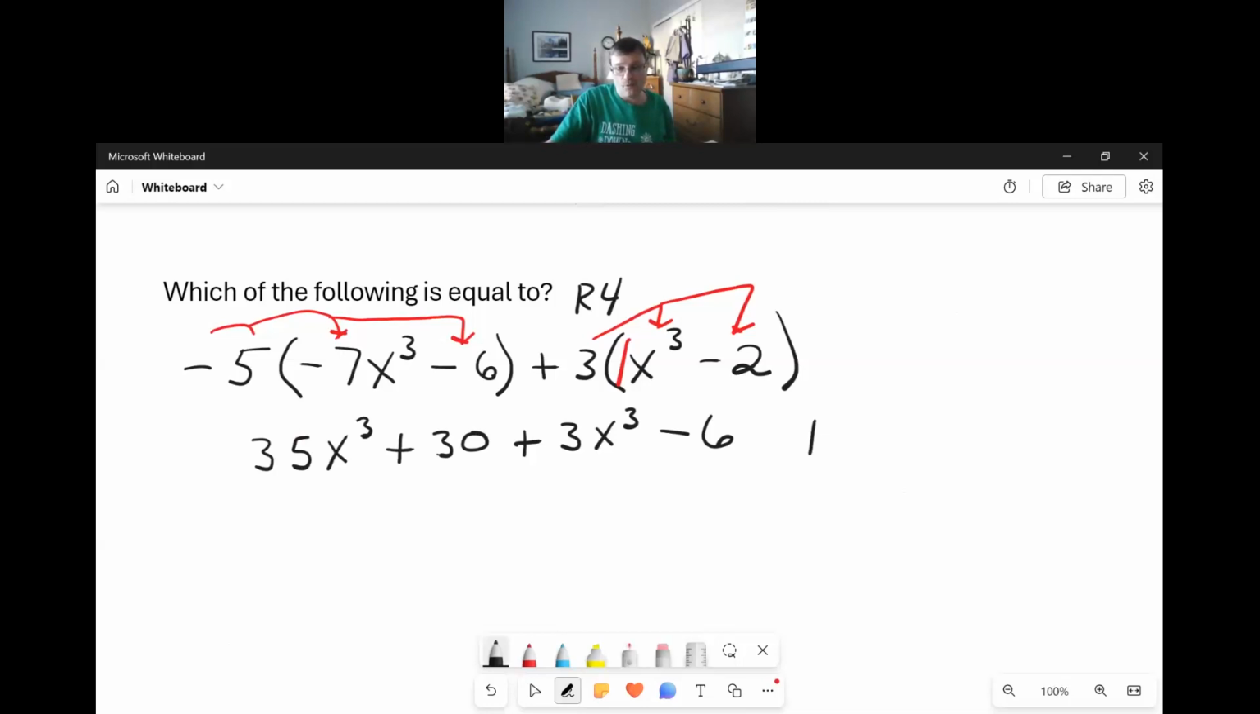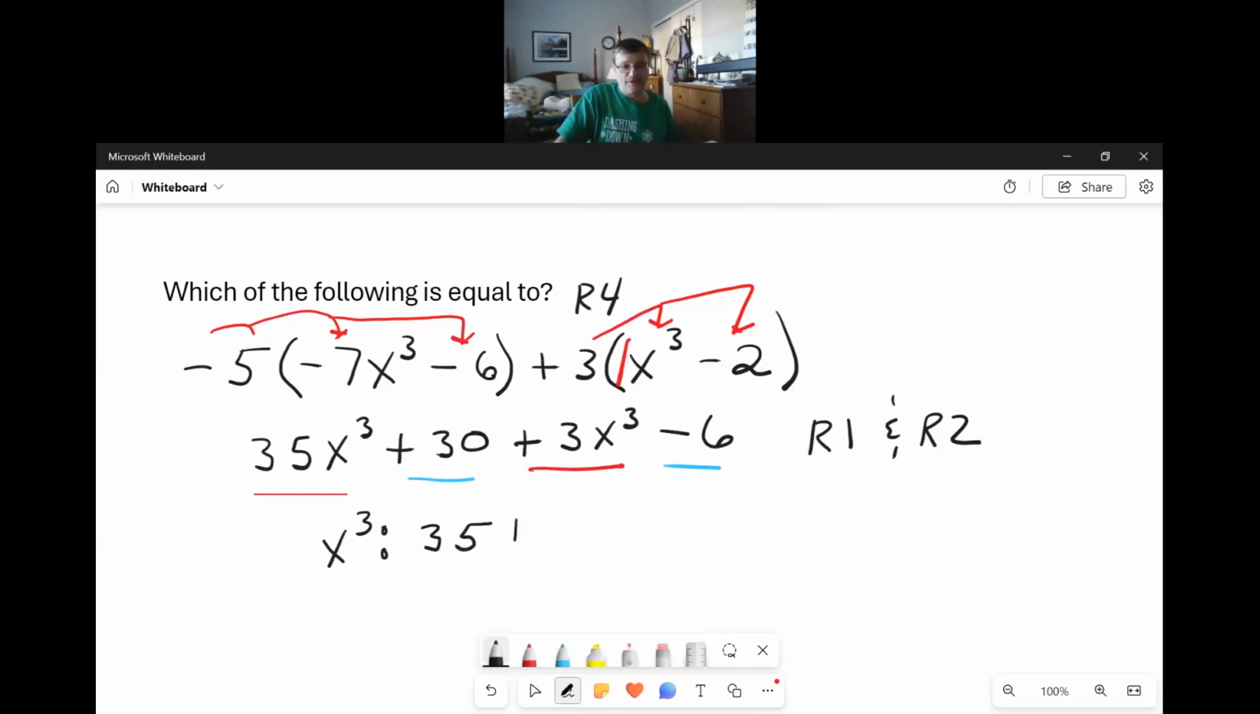Now we're going to take care of rule 1 and rule number 2. All right, so we got x to the 3, x to the 3 here, and then we have our numbers by themselves. So x to the 3. Now I'm going to start writing this in black. Now you kind of get the idea here. You saw what I did in the color in the last couple examples. So we got 35 plus 3 for the x to the third coefficients. And then we have the numbers by themselves, which is 30 minus 6.